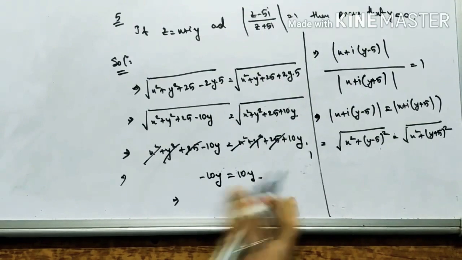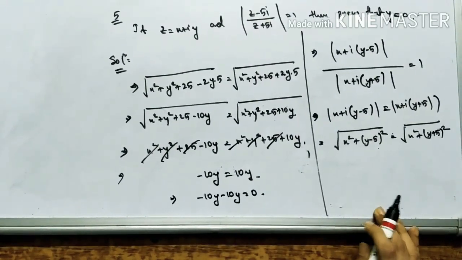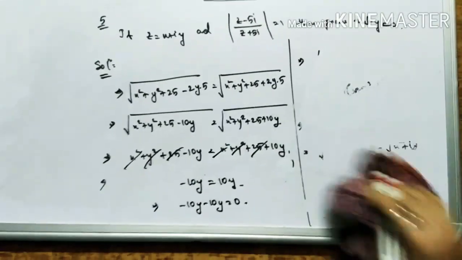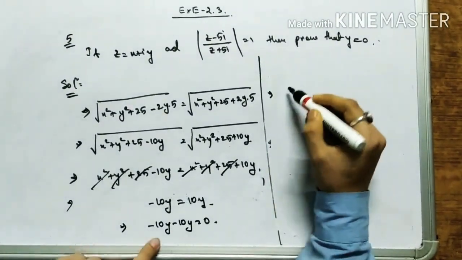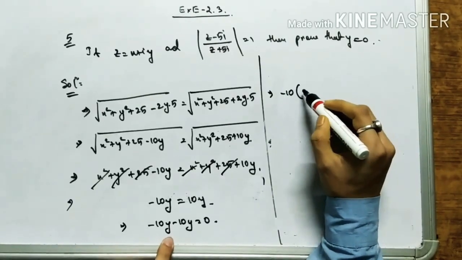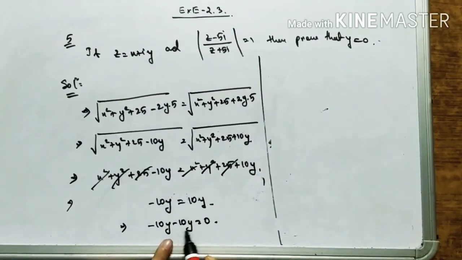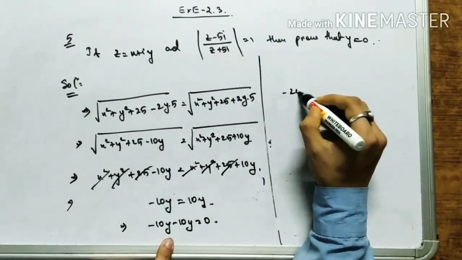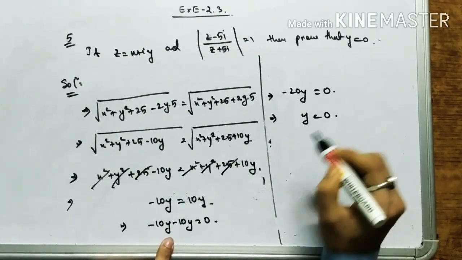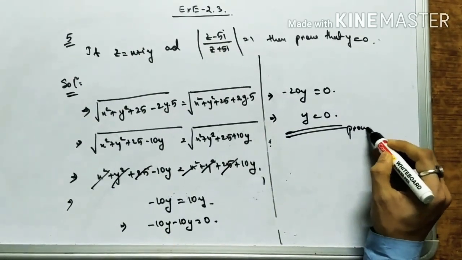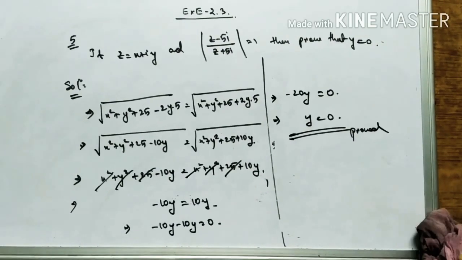Okay, so now I will bring this one to this side: minus 10y minus 10y is equal to 0. So ultimately, minus 20y is equal to 0. So ultimately y is equal to 0, I will get. This is our proof. Understand? y is equal to 0, I will get. So this is our proof.